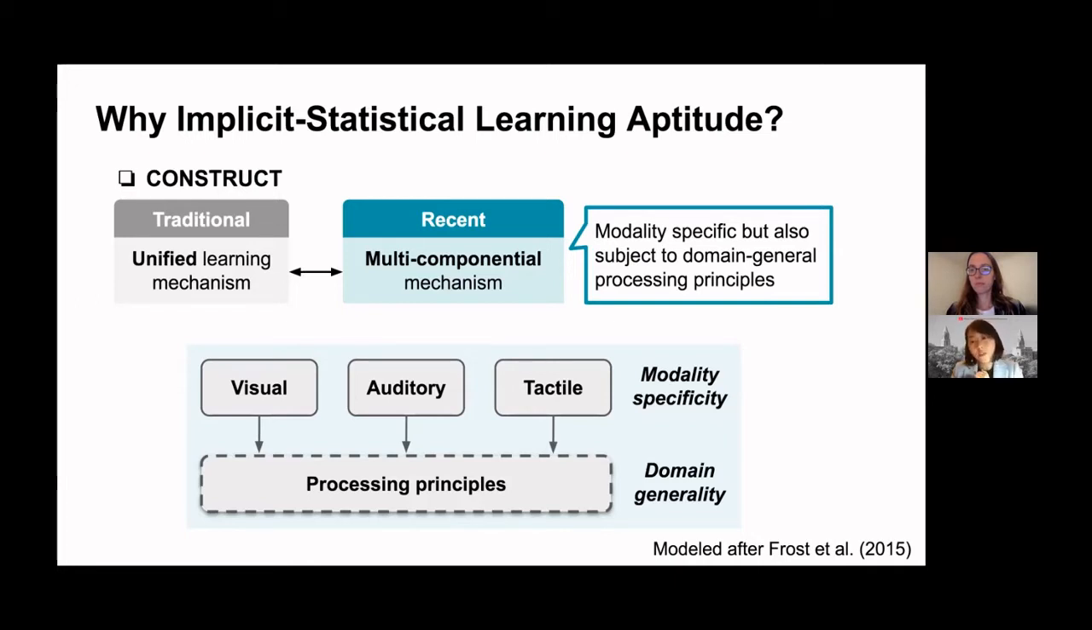But once this information is encoded through different modes, it goes through a domain general processing principle, which extracts common patterns or regularities across these input modes. So that's what we were saying: this implicit statistical learning aptitude is modality specific, but it also is subject to domain general processing principles.